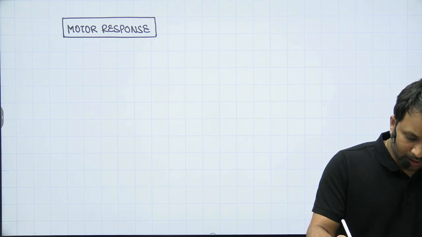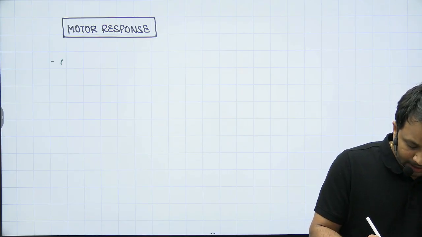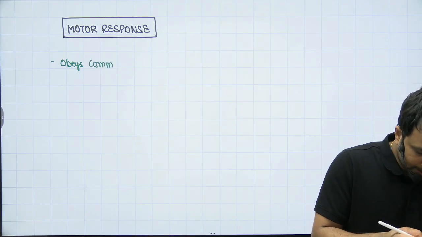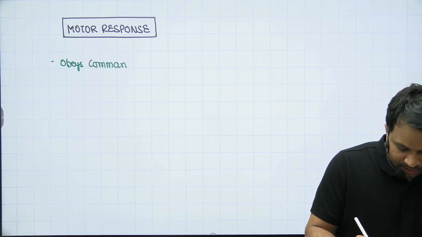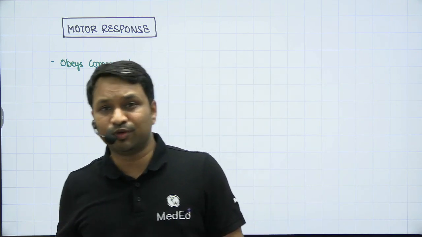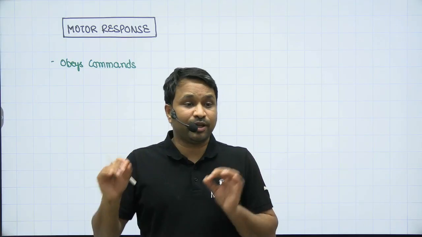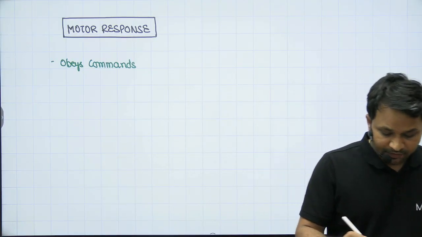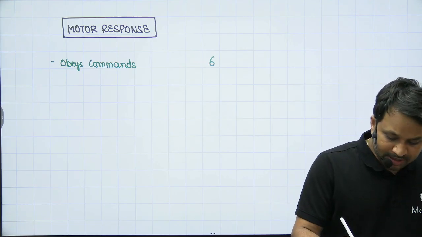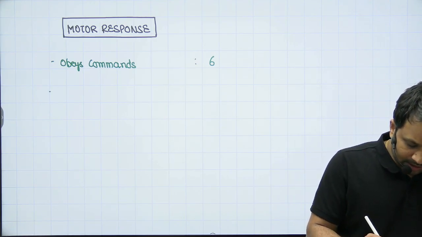Now, in a motor response, if the patient obeys all the commands that are given by you, that means you're asking to raise the hand, touch the nose, move the fingers, move the toes. If the patient is able to do whatever you're asking him on a motor scale, if he's obeying command, a score of 6 has to be given. Obeys command, score of 6 is given, right?